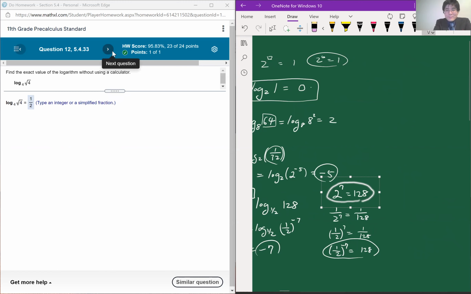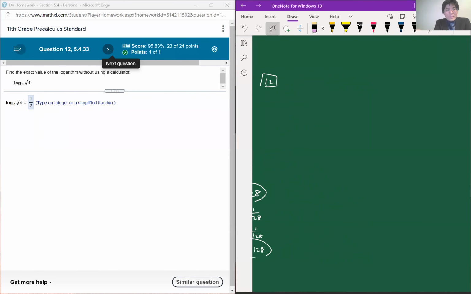Okay, next one, number 12. So now log base 4 of the square root of 4. Now, square root means this is the same thing as 4 to the power of 1/2. So this is equal to 1/2.